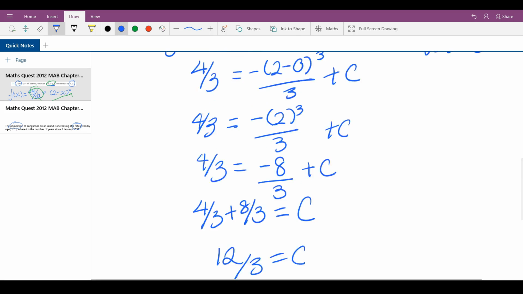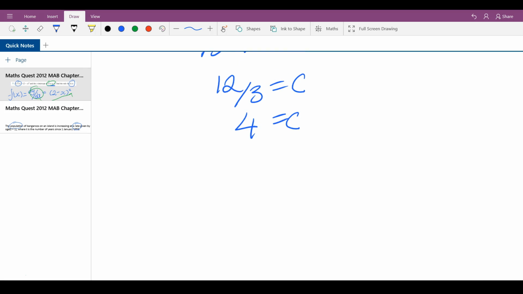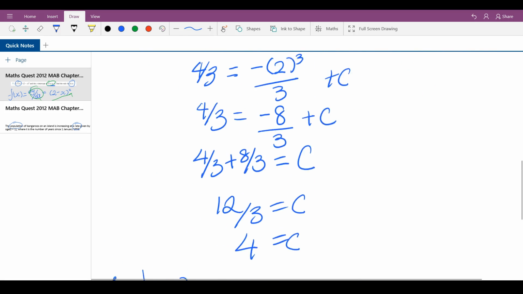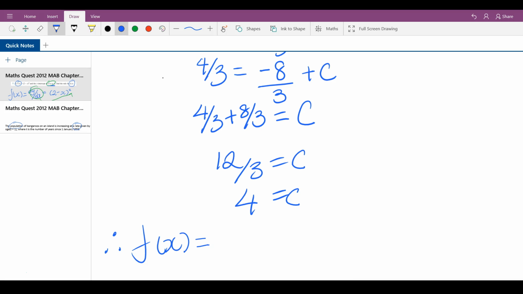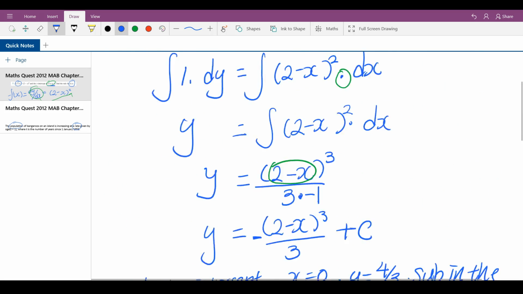So remember, our question is find the rules for f of x, which is the full equation for the original function. So we go, therefore f of x is equal to, what's the equation again? Okay, so it was -2 minus x cubed all over 3 plus 4, and there is the answer for that question 1.